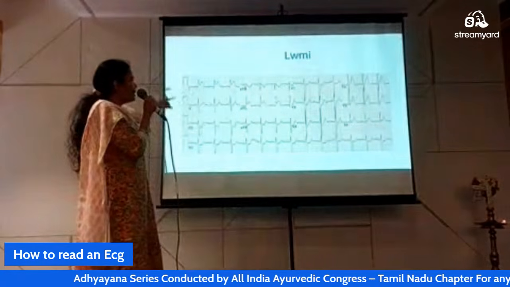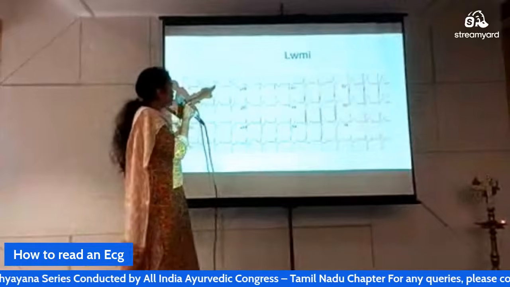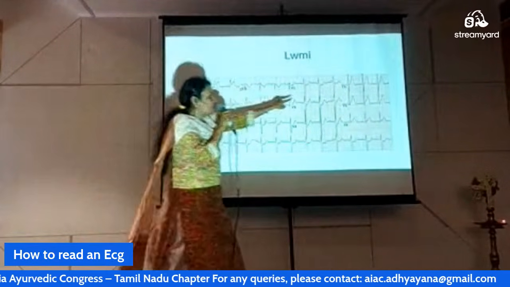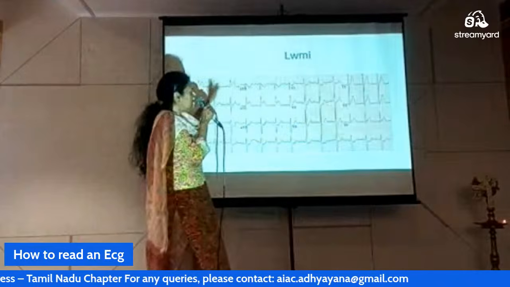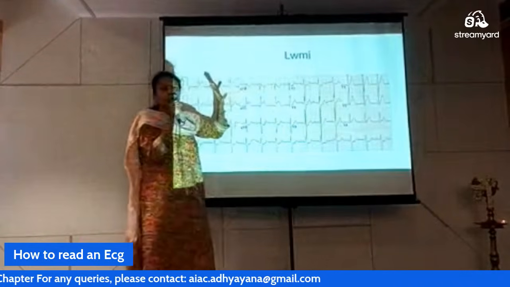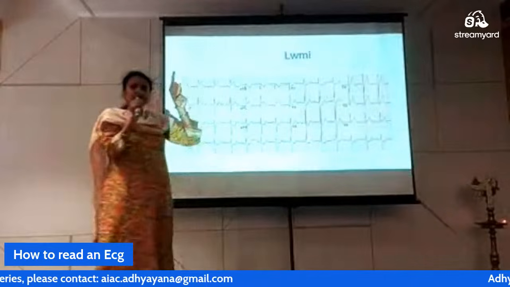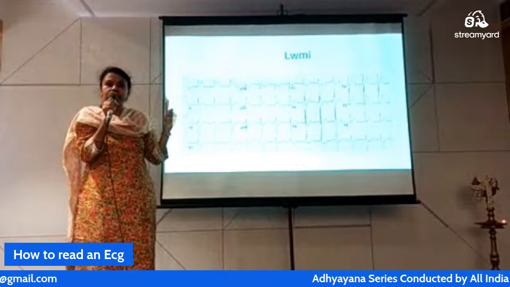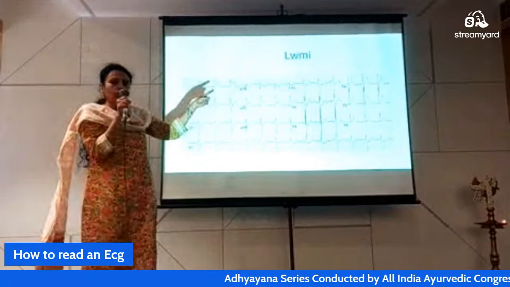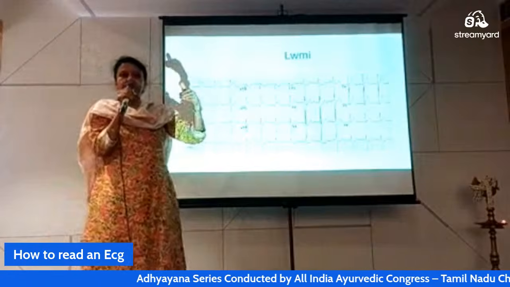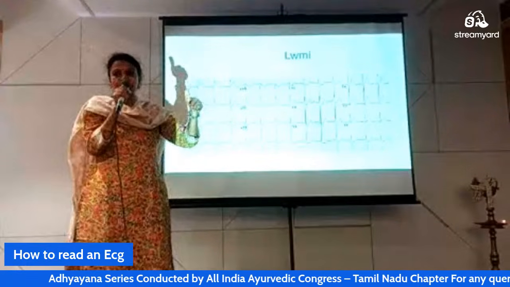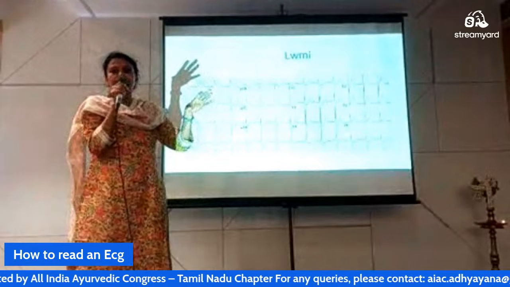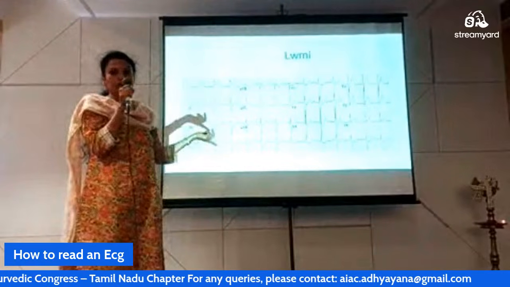Lateral wall MI. Lateral wall MI I already told you. ST elevations in 1 and aVL. These two are significant. V5, V6 also, you can leave. If you see 1 and aVL, it is a lateral wall myocardial infarction. So in anterior wall, the left anterior descending coronary artery will be blocked. Inferior wall, the right coronary artery will be blocked. Lateral wall MI, I showed you a branch of LAD, the left circumflex artery will be blocked. So the lateral part of the heart will not get blood supply. So it is ischemic, you will get lateral wall MI. In the next one.